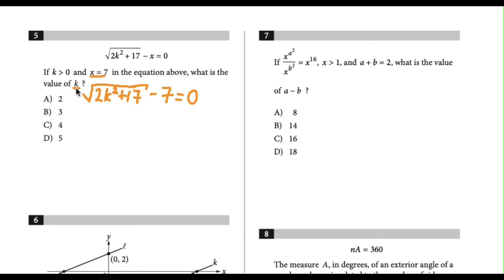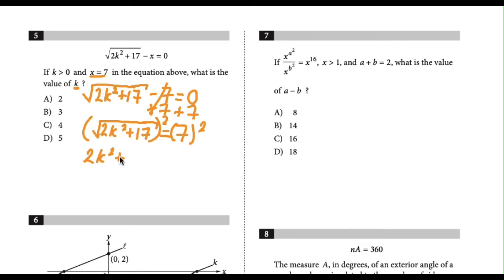In order to find k and to get k by itself, we need to move everything over to the other side. Our first step is going to be to add 7 over to the other side. We're going to get the square root of 2 times k squared plus 17 equals 7. To get rid of the square root, we need to square both sides. The square root and the square cancel out, and on the left we're left with 2k squared plus 17. And on the right side, 7 squared is going to be 49.